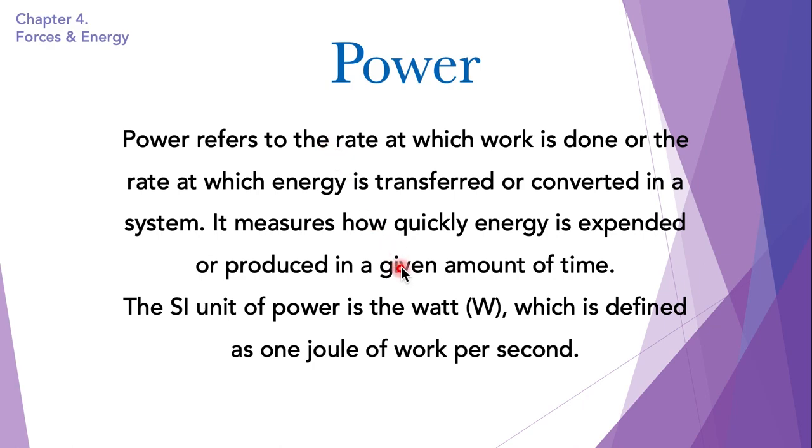The SI unit of power is the watt. This is represented as capital W, which is defined as 1 joule of work per second. So this is the definition of the watt here. 1 joule of work per second is equal to 1 watt. So for example, if an engine does 1000 joules of useful work in 2 seconds, its power output is 500 watts, 500 joules per second.